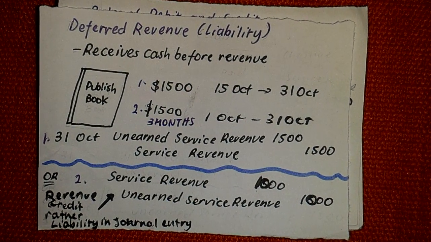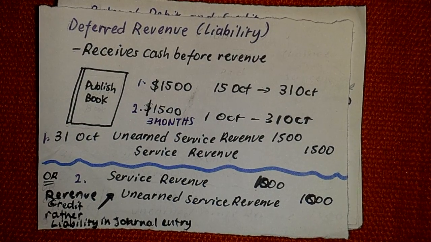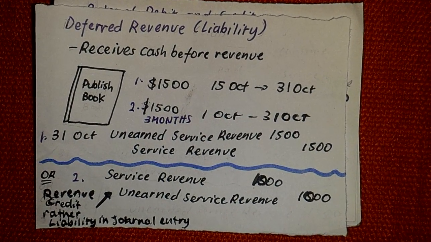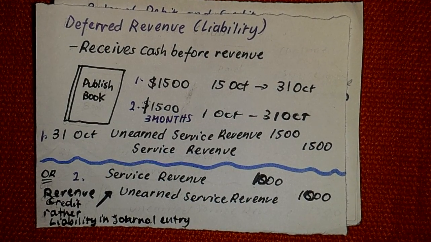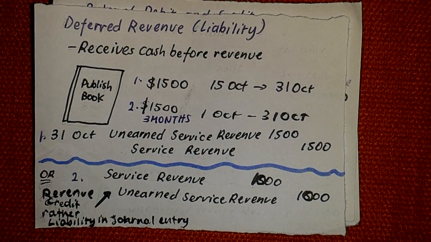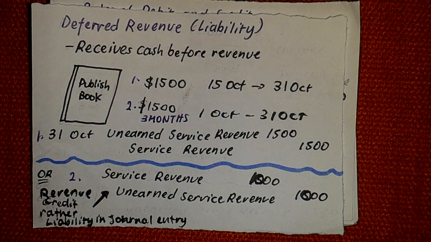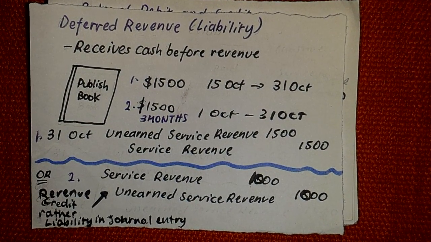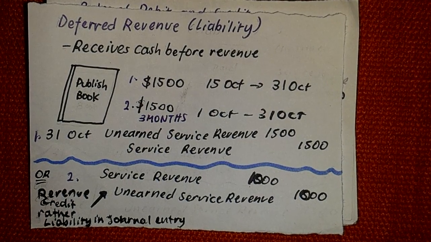The first example is deferred revenue, liabilities. It means receiving cash before the revenue. I've used an example in the first one, which is the publishing company. $15,000 will be used in the first month, and it will be paid on the 15th of October, and the service was performed on the 31st of October.